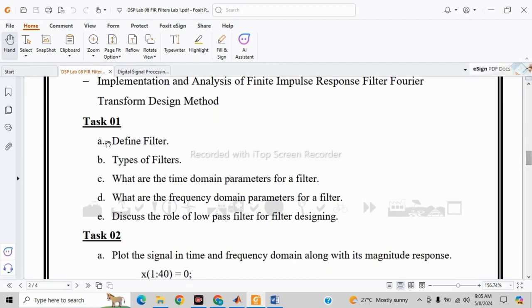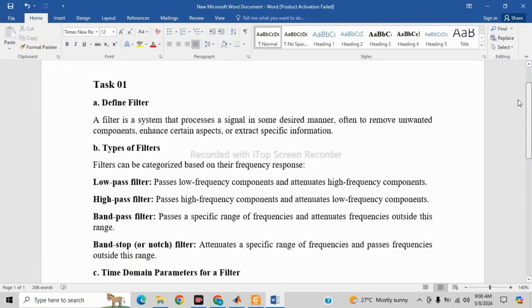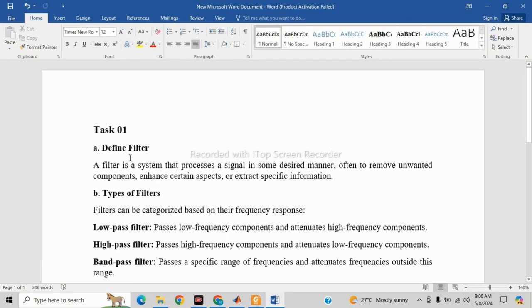Task one of this lab is to define a filter, the types of filters, the time domain parameters for a filter, and the frequency domain parameters for a filter. The last is to discuss the role of the low pass filter in filter designing. So first, we have to define a filter. A filter is a system that processes a signal in some desired manner, often to remove unwanted components, enhance certain aspects, or extract specific information.